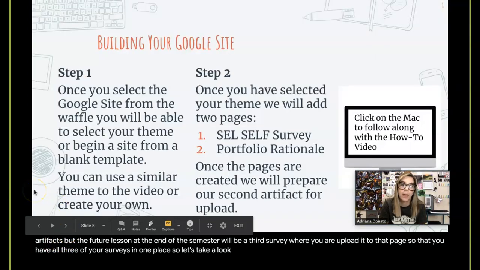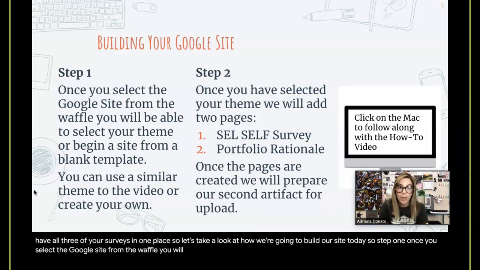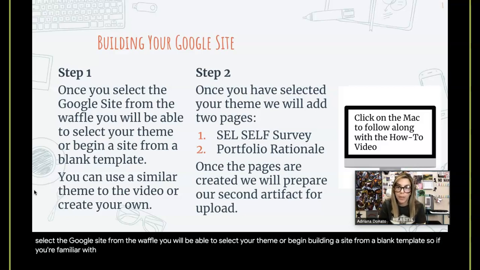So let's take a look at how we're going to build our site today. Step one, once you select Google Sites from the waffle, you will be able to select your theme or begin building a site from a blank template. If you're familiar with Google Sites and have built a Google site before, you can select a pre-made template and then start to add your artifacts that way.